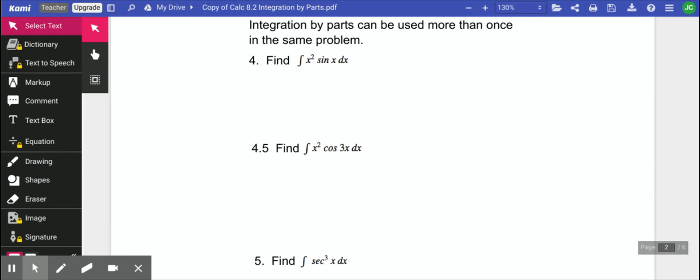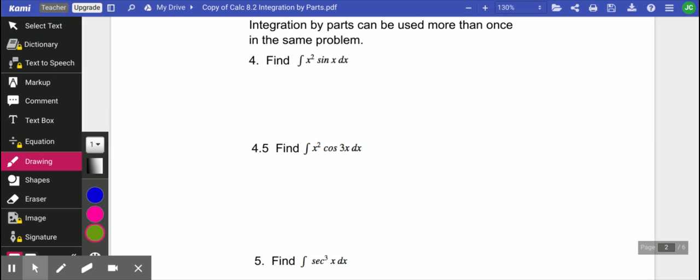There are problems, and we're going to see one right now, where integration by parts is going to be used more than once in the same problem. Boy, doesn't that sound exciting? Good thing you got out of bed for this morning.